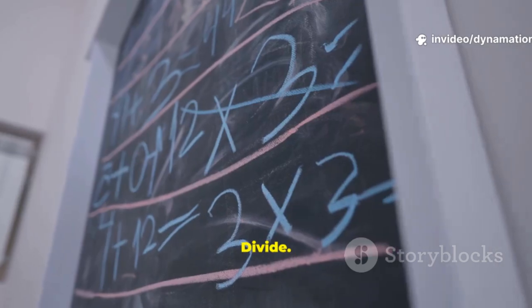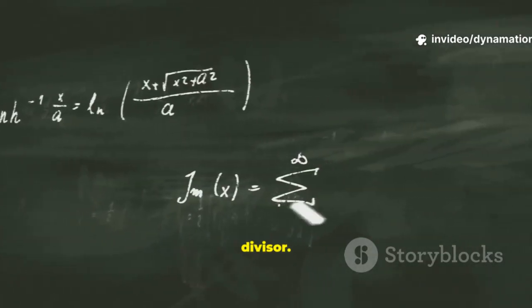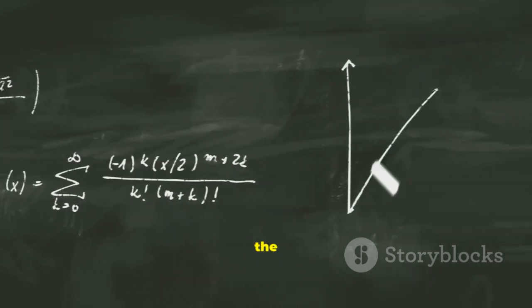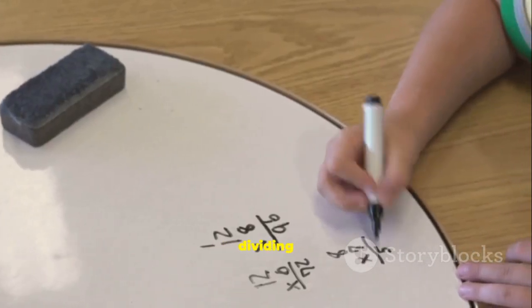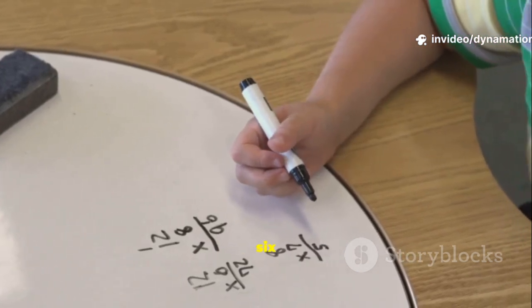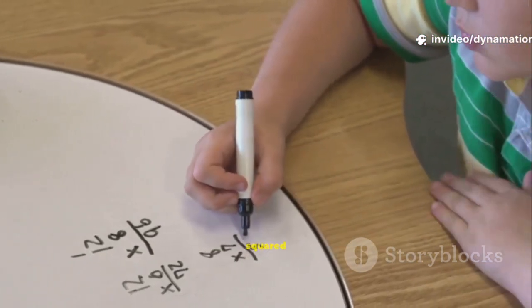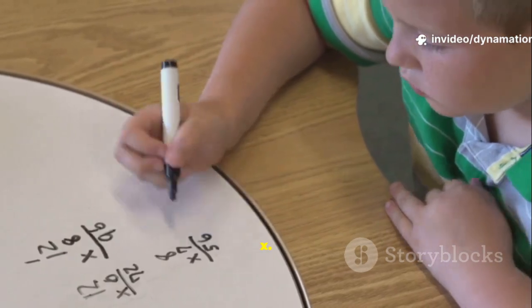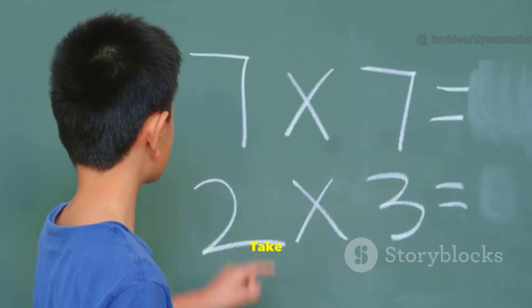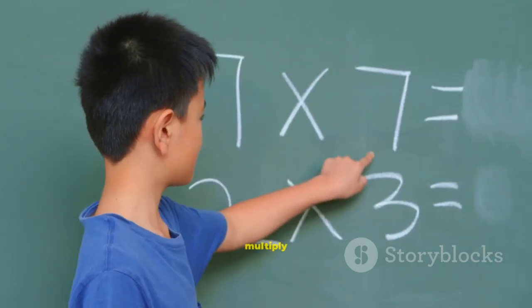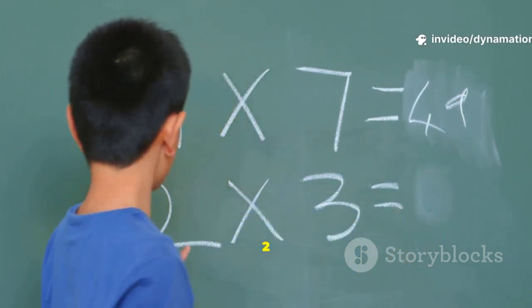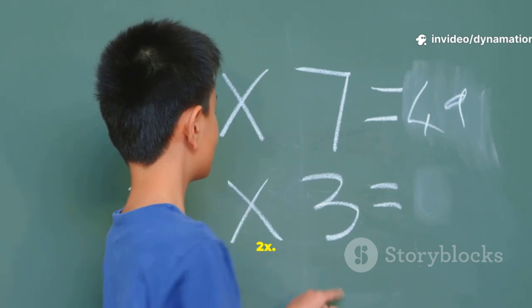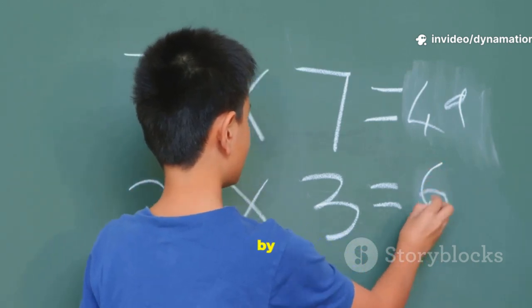Step 1. Divide. Look at the very first term of the dividend and the first term of the divisor. Ask, what multiplies the divisor's first term to get the dividend's first term? For instance, dividing x squared plus 5x plus 6 by x plus 2, to get x squared from x, you multiply by x. Step 2. Multiply. Take that quotient term, x, and multiply it by the entire divisor. x times x plus 2 equals x squared plus 2x. Write that under the dividend, aligned by degree.